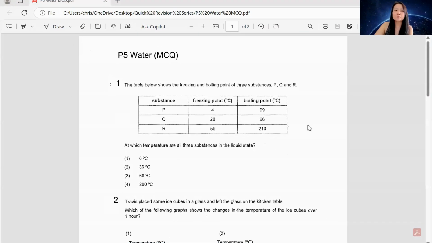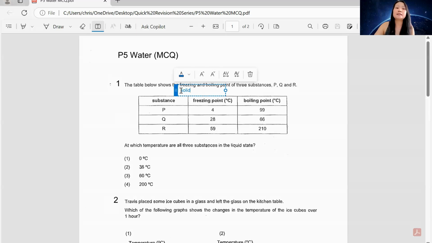We ask questions. Number 1, the table below shows the freezing and boiling point of 3 substances P, Q, R. You notice that there's freezing and boiling point. A lot of students will make mistakes for this, so let me teach you this method of doing and you will definitely score. Always remember, anything below the freezing point or melting point will be the solid state.